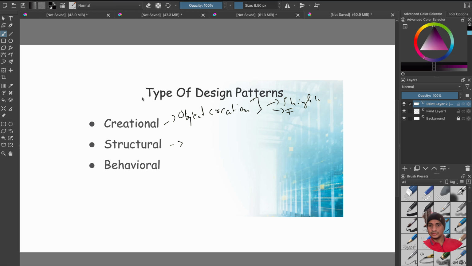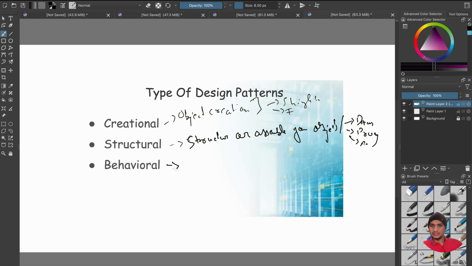Now structural design patterns, again from the name, basically tell us how you are going to assemble your structure or assemble your objects. They are different again on the basis of how you want to assemble them: decorator pattern, proxy, adapter. There are a lot of them, and we are going to cover that.